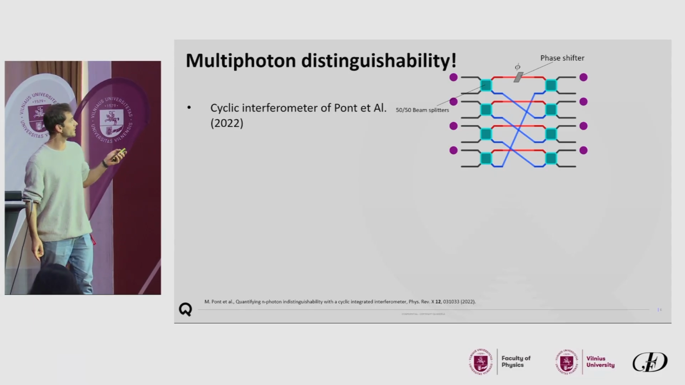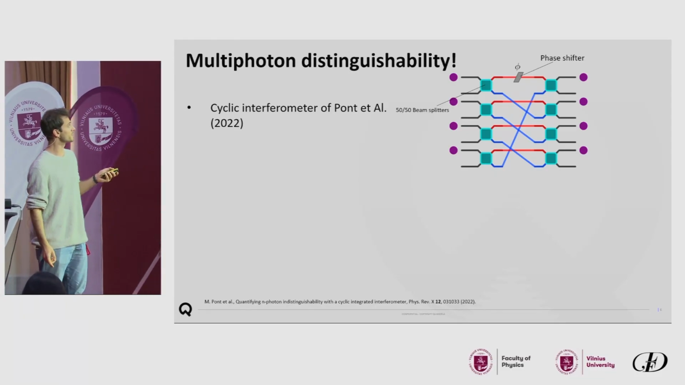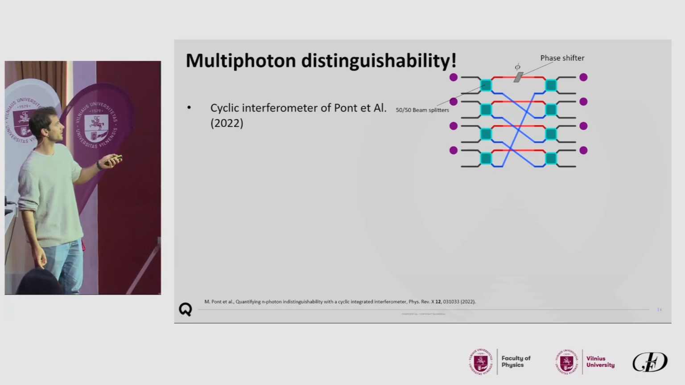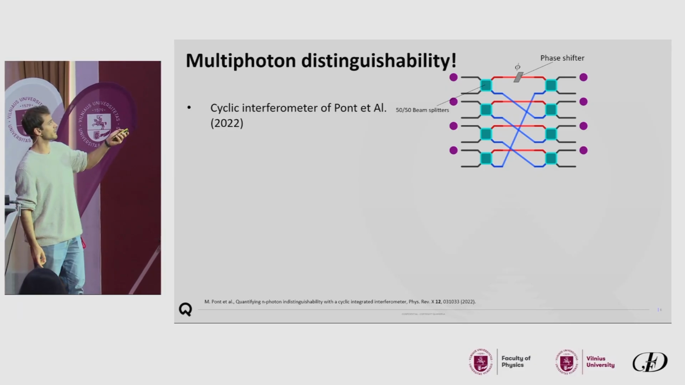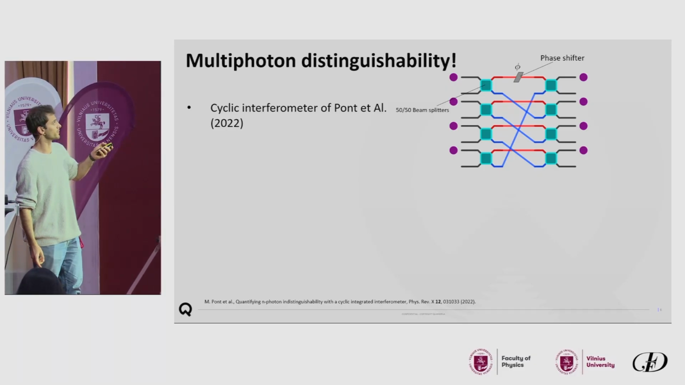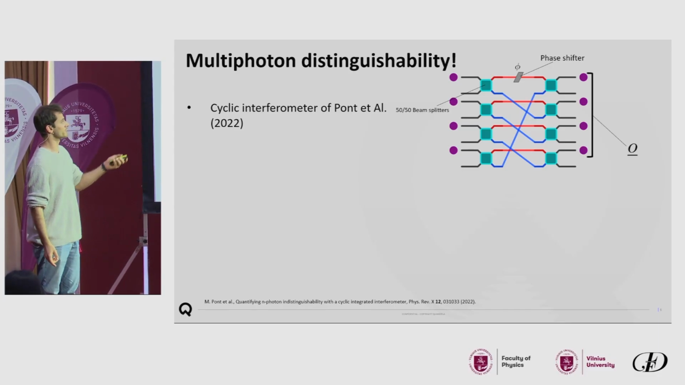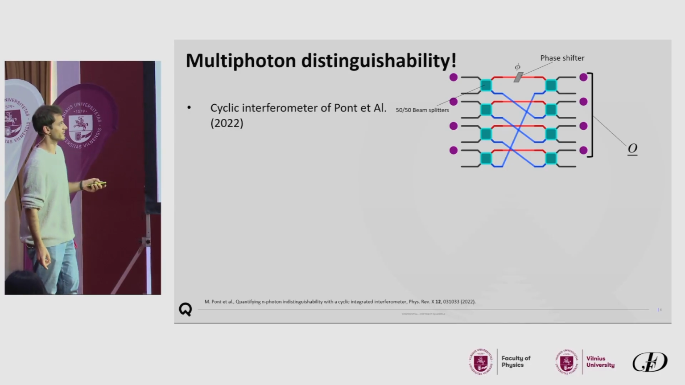An interesting solution to the problem of multi-photon distinguishability was proposed in a work by Matthias Pont and collaborators in 2022. The interferometer that's proposed for this measurement, which you can see here, consists of two layers of balanced beam splitters connected by some internal rewirings, plus a controllable phase shifter in the topmost mode. We're then asked to monitor a very specific configuration, which is the one where all photons exit the interferometer from the same mode they went in.